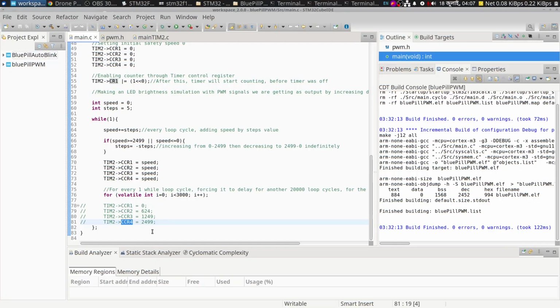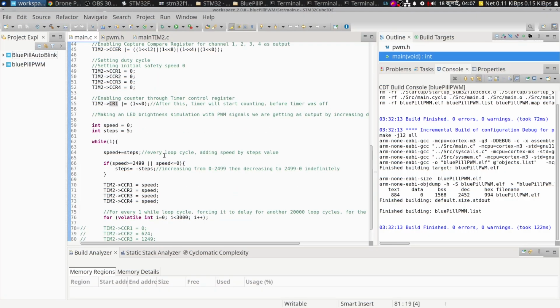It's spinning at a medium speed. What we did here is we tried to make a simulation of breathing, and the video that I showed initially of the LEDs are basically the simulations. So these are the two variables. We set an initial speed 0 and given steps 5.